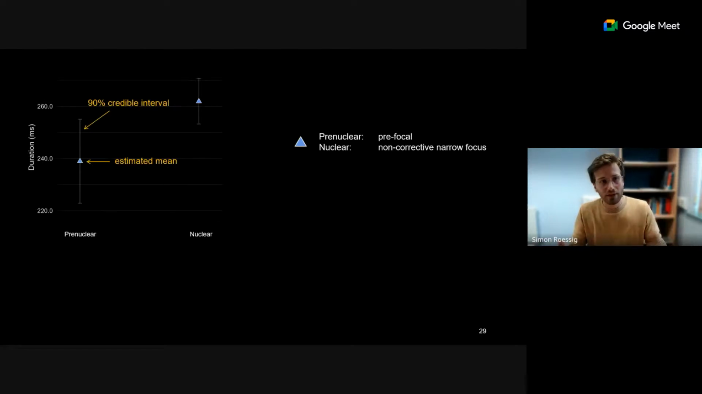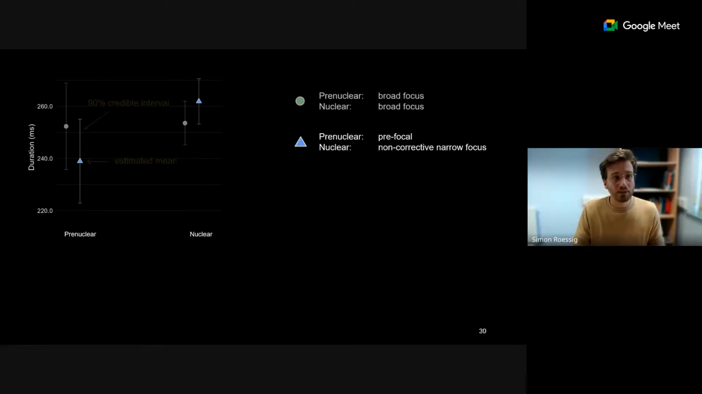And we basically do the same thing. We start with the non-corrective narrow focus sentence again. And then we add the broad focus case in green circles. And we see the same pattern, longer durations when the prenuclear word is part of the broad focus. And the mirror image in the nuclear domain, longer durations for the non-corrective narrow focus.